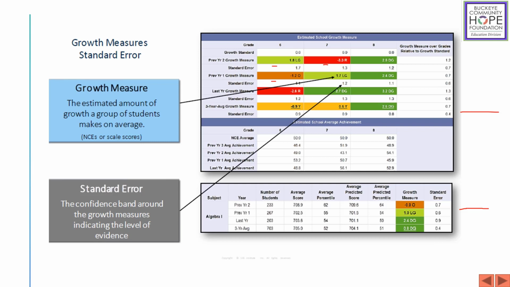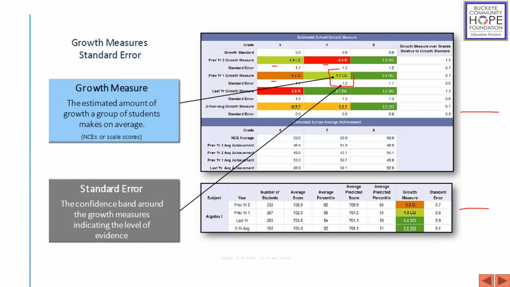Now we've talked about the numbers, where for example, the 1.8 comes from. And we've talked about the standard error, how that's calculated, but we didn't really talk yet about the color coding that's used to show the evidence of growth. So that's what we'll talk about. We'll use this example right in here as our first one.